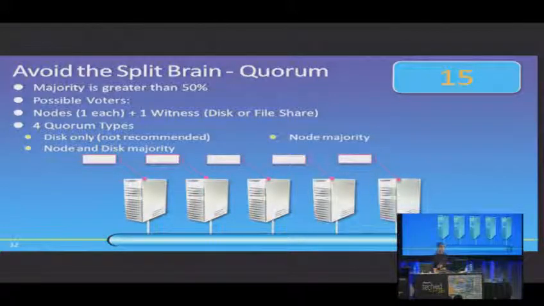The other one is just node majority. If I have an odd number of nodes, I would set up a node majority. And then, again, if I lose it right here and these 2 can't talk to these 3, these 2 are going to drop out, those 3 are going to take over, and they'll have the majority.